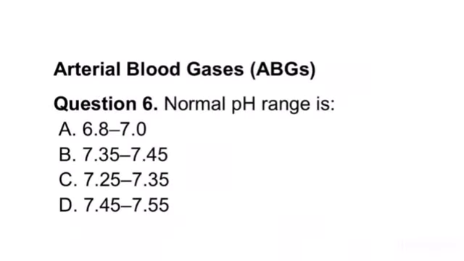Arterial blood gases. Question 6. Normal pH range is A. 6.8 to 7.0, B. 7.35 to 7.45, C. 7.25 to 7.35, D. 7.45 to 7.55. Answer B. 7.35 to 7.45.